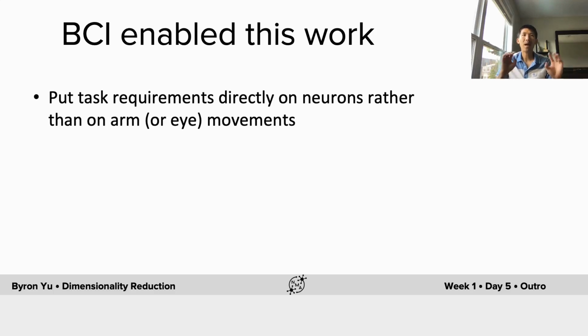Okay, so now let's step back a bit, and as we can see, BCIs enabled this work. It did so by putting the task requirements directly on the neurons rather than on arm or eye movements, which would have been putting the task requirements on the neurons only indirectly.